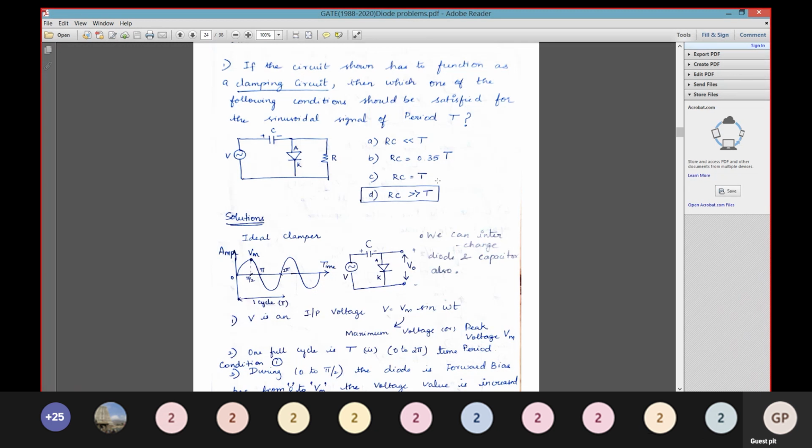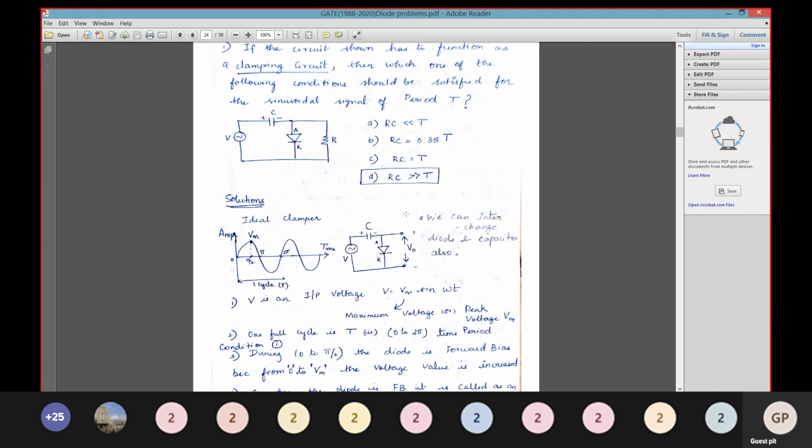it talks about the time constant of the circuit. So, let me first tell you about the ideal working pattern, then the answer. So what is the analog signal? It varies from pi to 2 pi and goes. Okay, so what is the full cycle?